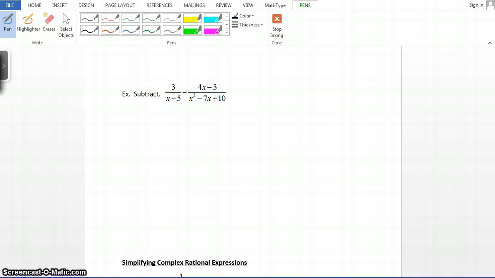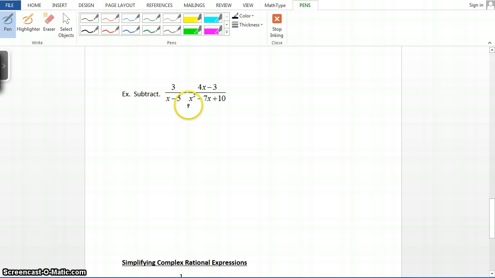Here's an example of subtracting rational expressions. Just like with adding rational expressions, you have to have a common denominator. If you look at these two denominators, obviously they're not common. This is a binomial, this is a trinomial. But let's go ahead and factor this trinomial and see what that denominator looks like.